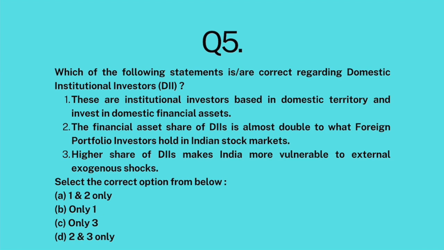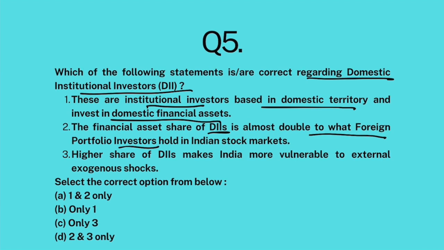And last, which of the following statements are correct regarding domestic institutional investors? These are institutional investors based in domestic territory and invest in domestic financial assets. The financial asset share of DIIs is almost double to what foreign portfolio investors hold in Indian stock markets. Higher share of DIIs make India more vulnerable to external exogenous shocks. Okay, now listen to me.